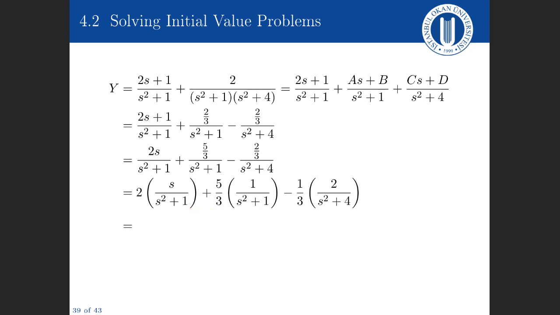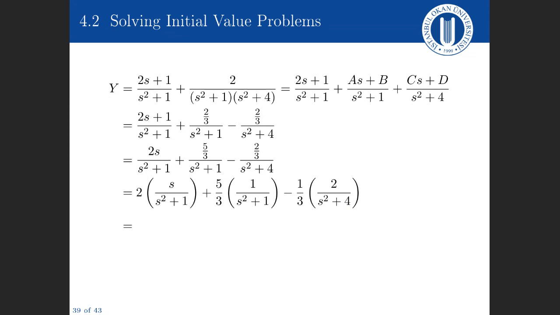And something to notice here, I didn't take all of 2 thirds out. I've only taken 1 over 3 out. Why have I done this? Because 2 divided by s squared plus 4 appears on the table of elementary Laplace transforms, but 1 divided by s squared plus 4 does not.